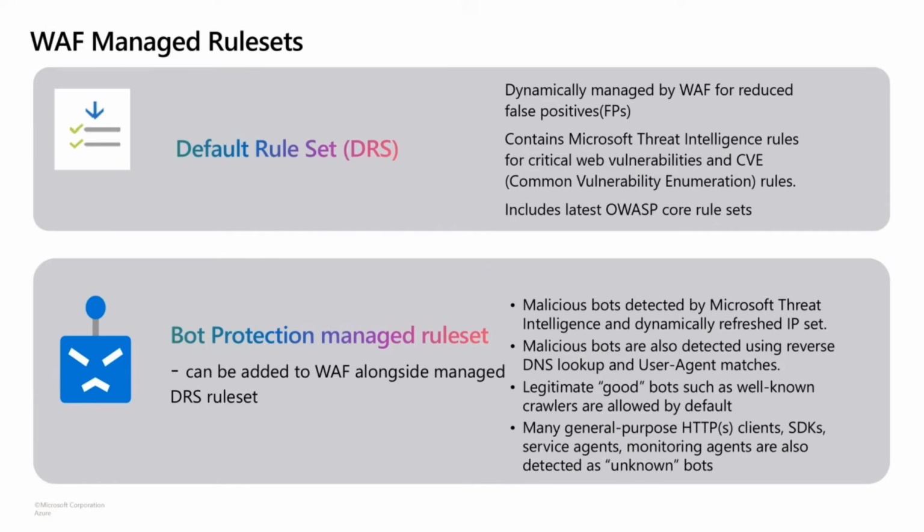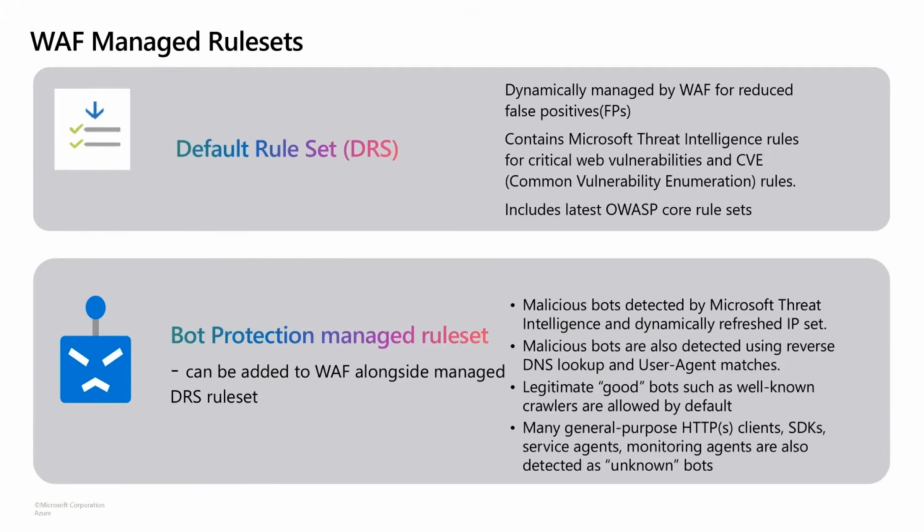So the default rule set, this is the core of the managed rule sets. This rule set includes rules that are based on the OWASP core rule set, which helps defend against common web attacks and vulnerabilities. The default rule set is integrated with Microsoft Threat Intelligence. This means these rules are updated to reflect emerging threats, including known CVEs. CVEs are common vulnerabilities and exposures. And of course, this ensures your applications are protected against the latest attack vectors.